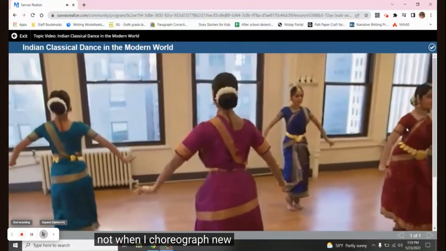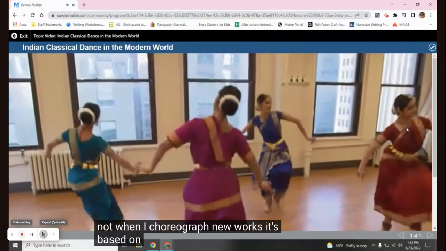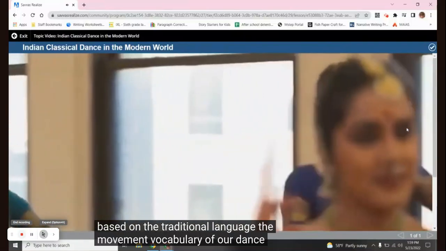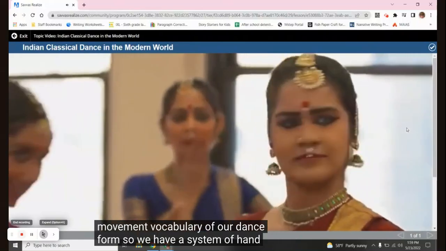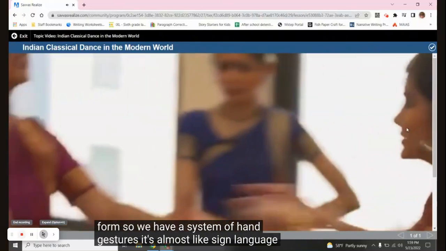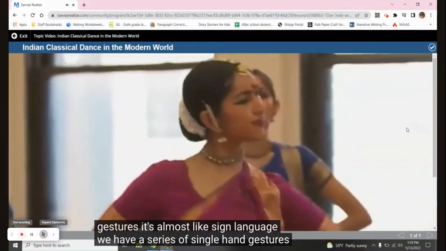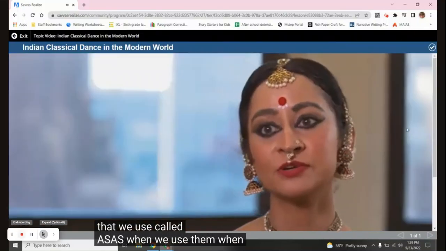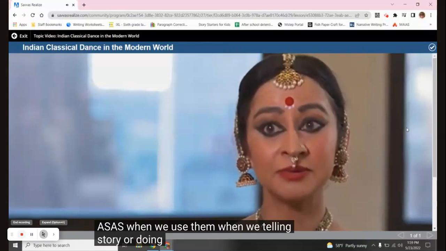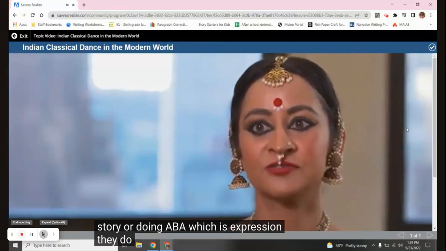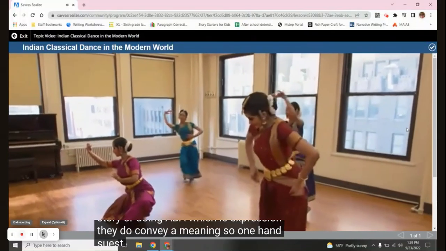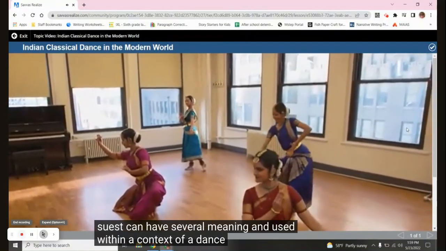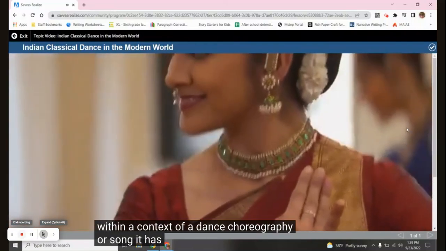When I choreograph new works, it's based on the traditional language, the movement vocabulary of our dance form. We have a system of hand gestures. It's almost like sign language. We have a series of single hand gestures called asamyukta hastas. When we use them when we're telling a story or doing abhinaya, which is expression, they do convey a meaning. One hand gesture can have several meanings used within the context of a dance choreography or a song. It has different meanings.